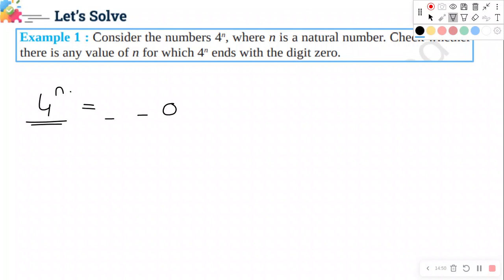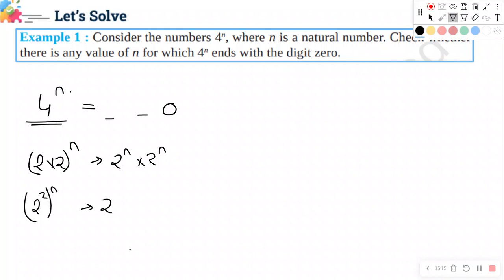Now what is the prime factorization of 4? 4 is nothing but 2 into 2, whole raised to n. Correct? I can say that it is 2 raised to n into 2 raised to n. Now, I can also write 4 as 2 square raised to n. Now power to power becomes 2 raised to 2n. Correct? I can say that.